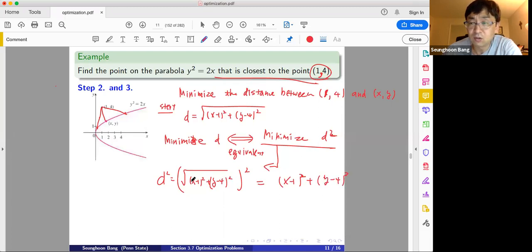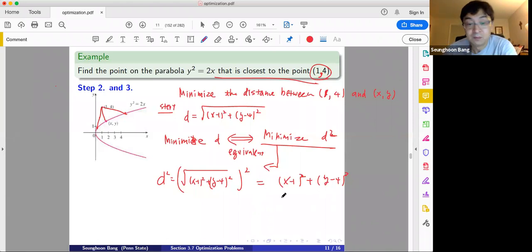So why do we square D? Because how can you find the absolute minimum and absolute maximum? I want to use the first derivative test, the closed interval method, or the second derivative test. You need the first derivative. Taking a derivative with the square root form is very complicated. D squared doesn't have a square root, so the derivative of D squared is very simple. The calculation is very simple. This is the reason.